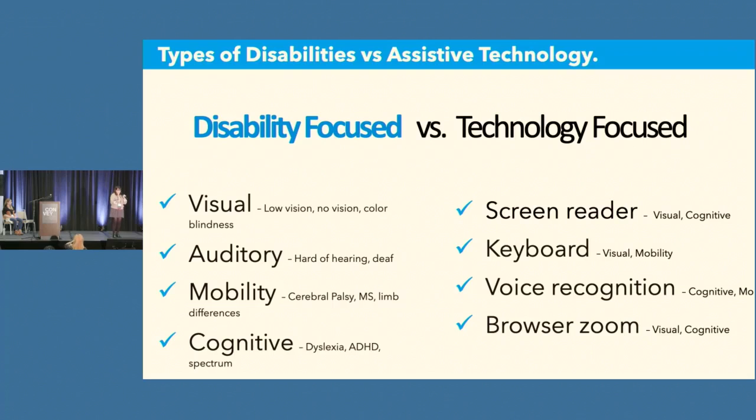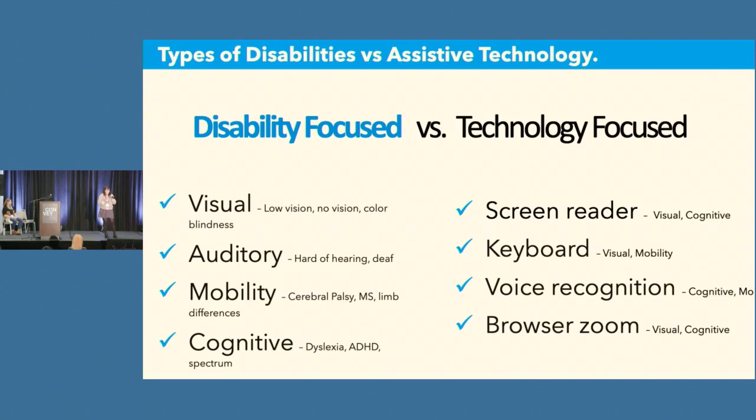So when we talk about disabilities, we're talking about visual, like low vision, no vision, color blindness; auditory disabilities like hard of hearing, deaf; mobility, cerebral palsy, MS, limb differences; and cognitive, like dyslexia, or ADHD, or people that are maybe on the spectrum. Now, people with disabilities, to interact with digital technology, so digital accessibility, use particular technology to access the technology that we have.